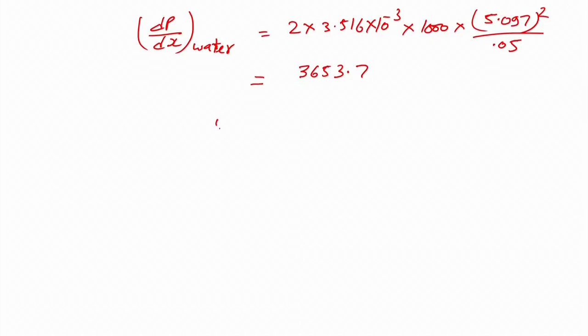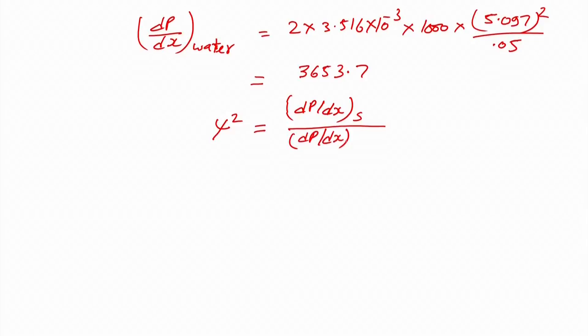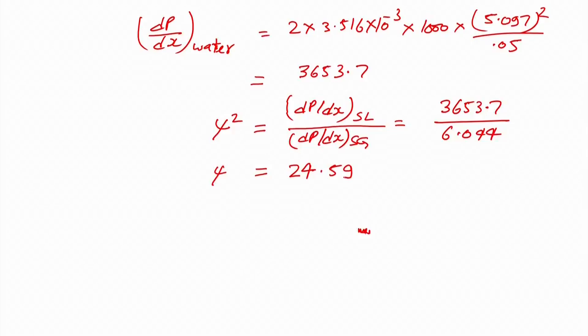So, what I can do, I can calculate the psi square value, the Lockhart Martinelli parameter value, and that is dP by dx of single phase flow liquid divided by dP by dx of single phase flow gas. So, in this case, what will it be? For liquid it is 3653.7, for gas it is 6.044. So, the psi square value you are going to get is 24, psi value actually will be 24.59. Okay. So, this will be the value of psi which you will get here.